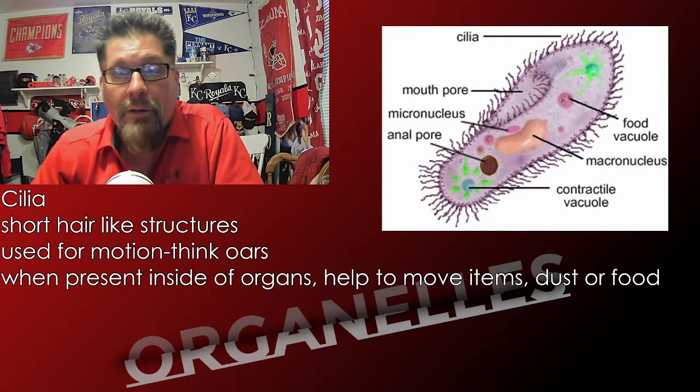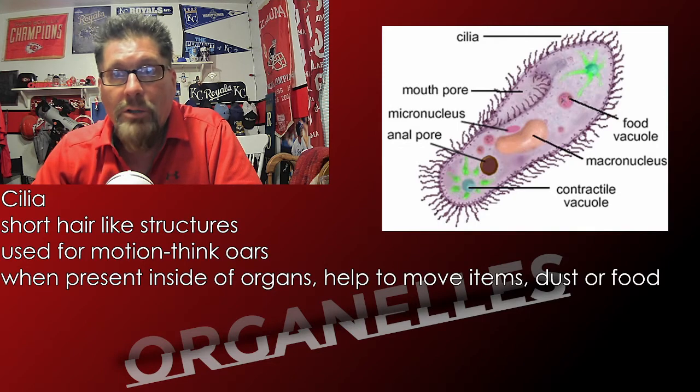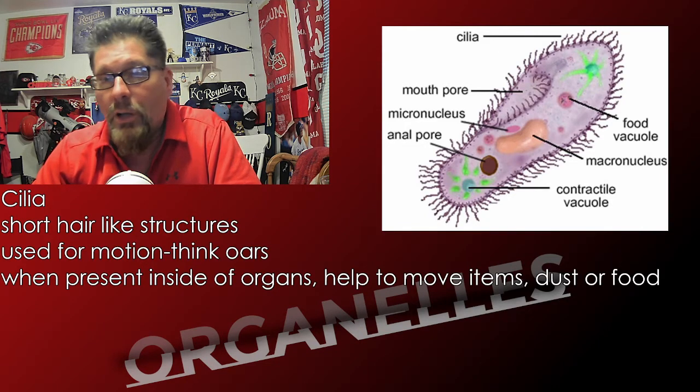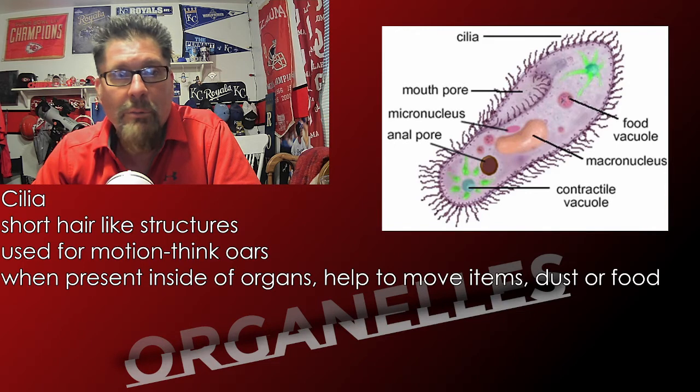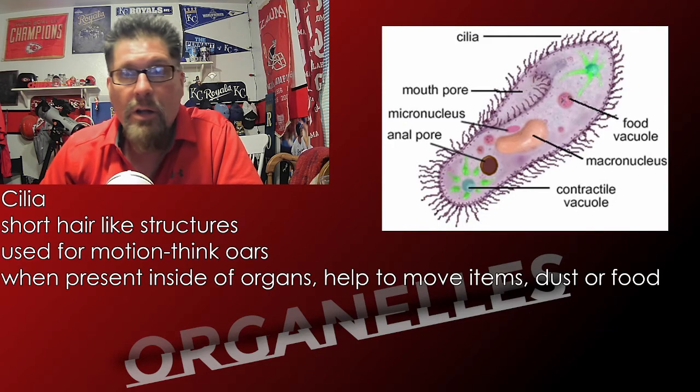So you also have another role when they're inside of systems or organs like your nostril, or the intestines. They can help move products. So like your nose hairs or cilia in your nostrils can help to trap dust. If it's in your intestines, it can help to move food along the process. That is cilia.